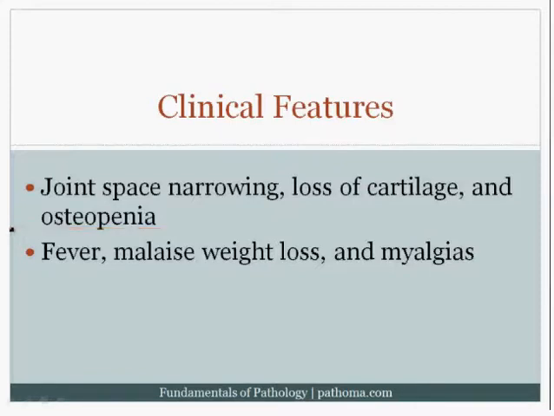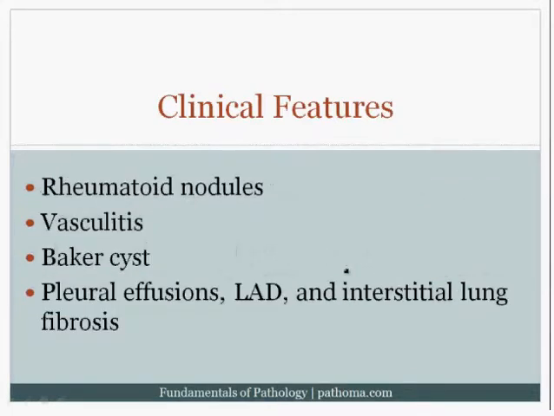Patients will also have signs and symptoms of an inflammatory process because, again, this is a systemic autoimmune disease, so fever, malaise, weight loss, and myalgias will also be seen. Other clinical features that are important, rheumatoid nodules are present. These are nodules that usually arise in the skin but can also be present in the visceral organs, and they're characterized by a central area of necrosis which is surrounded by epithelioid histiocytes. So rheumatoid nodules are a classic finding as well.